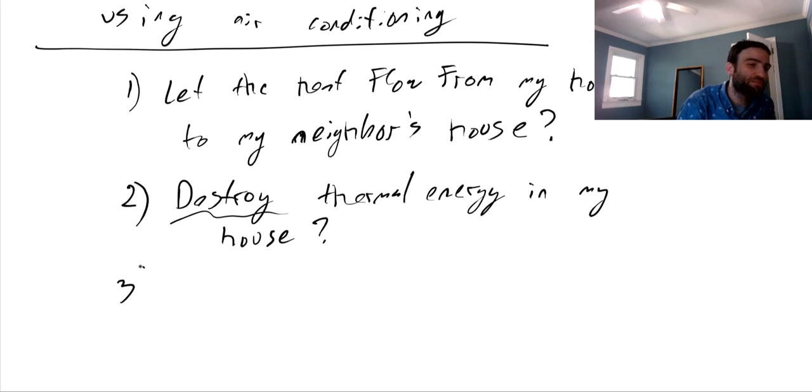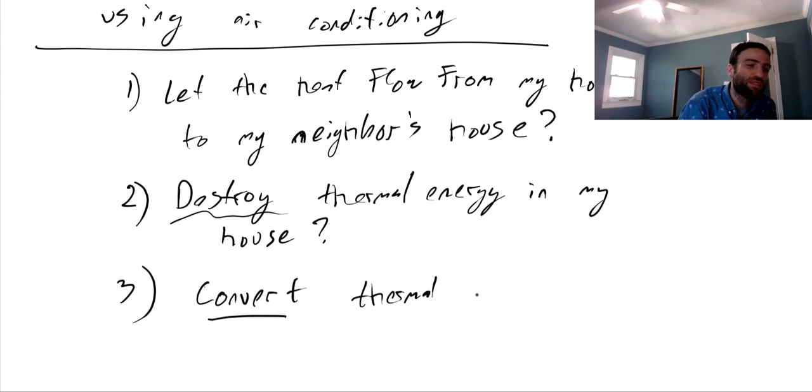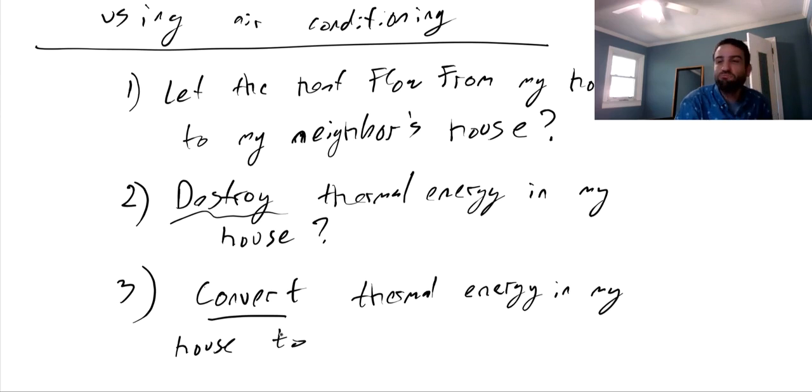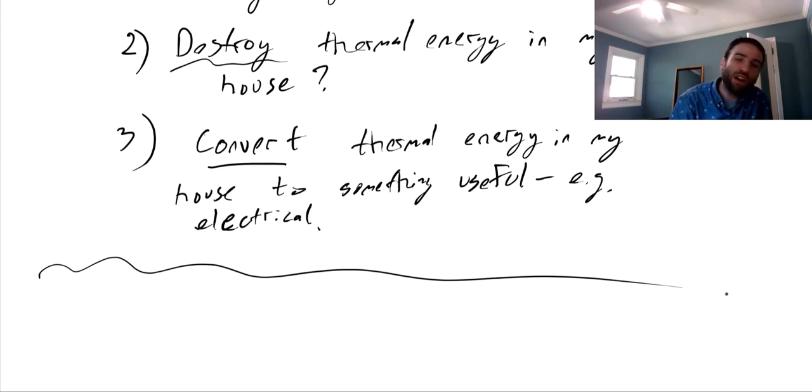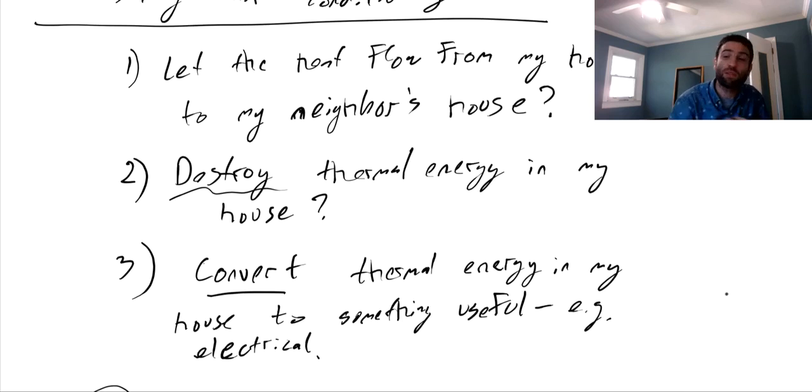And scheme three is, well, why not convert some of the thermal energy in my house to some other useful form of energy, like maybe even electricity, e.g. electrical energy? Right? This would feel like a total win. Not only would I cool the house down by getting rid of some of the thermal energy, I would use that thermal energy to power something, and then I wouldn't have to pay the power company as much money. Right? So it turns out that the laws governing thermal energy rule out all three of these possibilities, but let's meet the laws of thermodynamics and learn why that's the case.